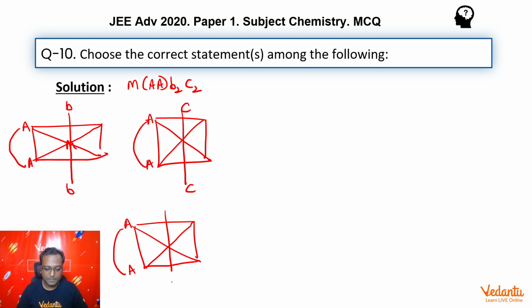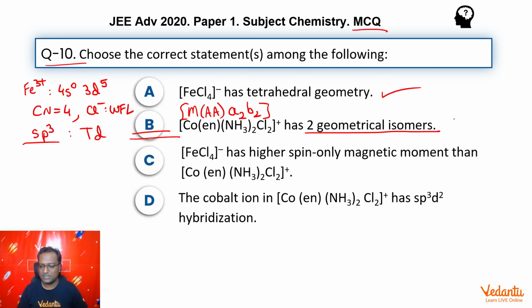Yes, absolutely. That is B is cis with B and C is cis with C. Let me go ahead and complete these for you, B, B and C, C. So as you can see here, this compound will have three geometrical isomers and not two. So this option B is incorrect. Okay. Now let's talk about the third one.